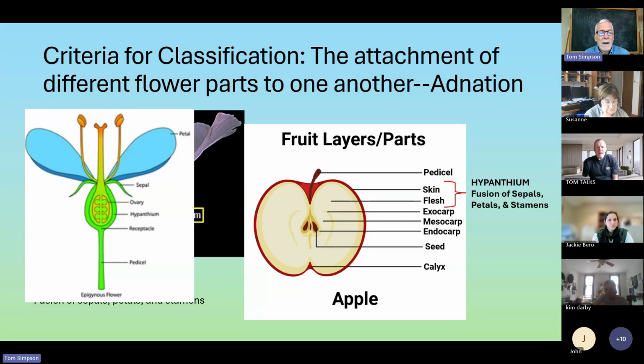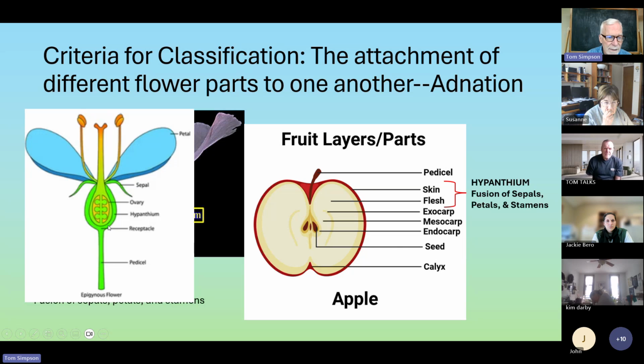There's another example of adenation, one of them that you eat regularly. This is the apple flower over here. And you can see that the stamen, petal, and sepal are separate and free only at the top of the ovary, which means that the sepal, petal, and stamen must be fused together and form this hypanthium that surrounds the ovary, and those three parts then separate only at the top.